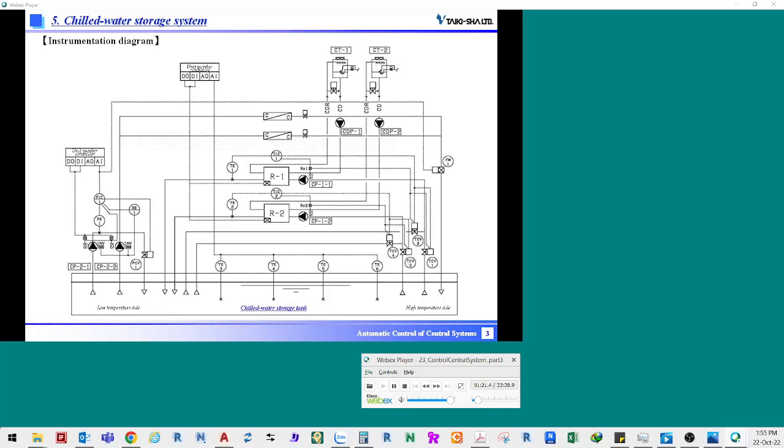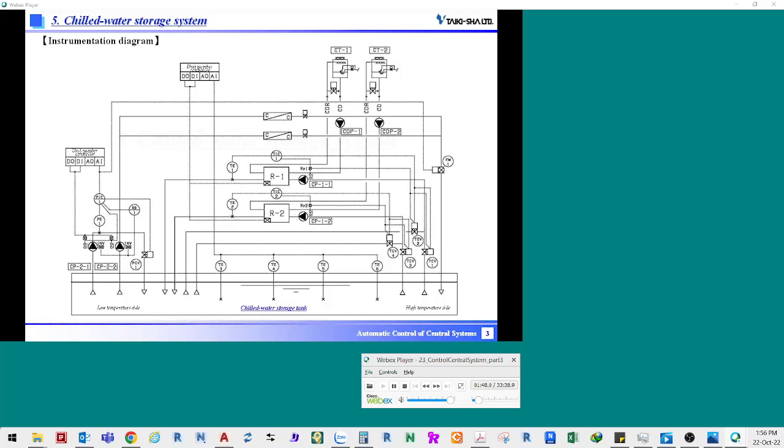The drawing shown on this slide is an example of a system where two chillers are used on the primary chilled water source side, while some cooling coils for the air conditioner are flow controlled by the two-way valve on the load side. In addition, two secondary chilled water pumps are used to supply chilled water on the load side.